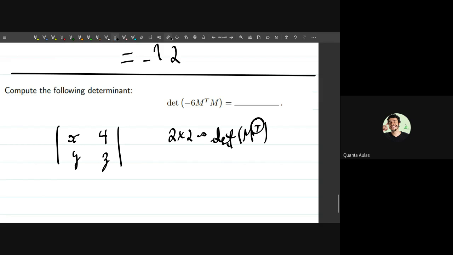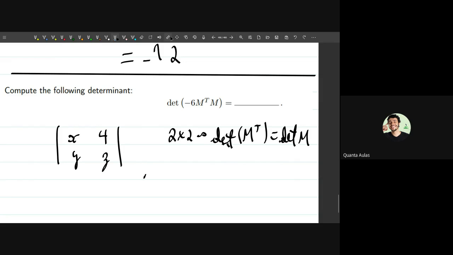I am sure I am right. Am I right? Yeah. Transposed, okay. The determinant of the transposed is equal to the determinant of the normal matrix. This is cool, because we have a transposed here.